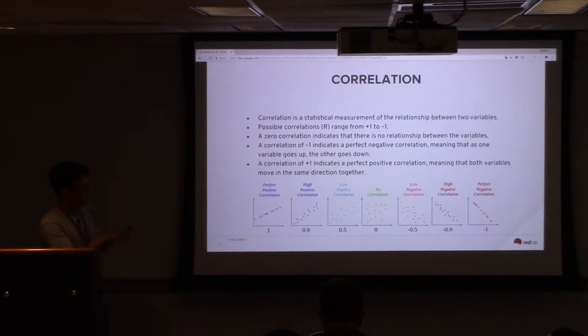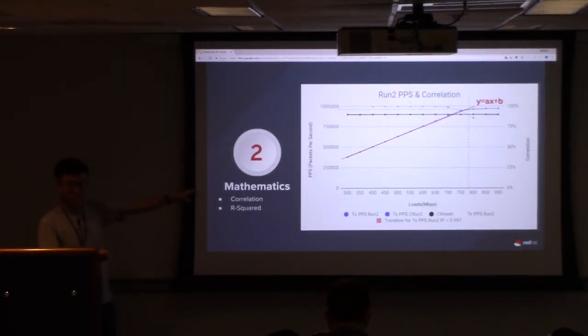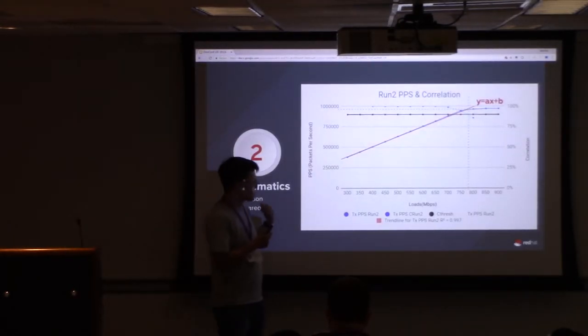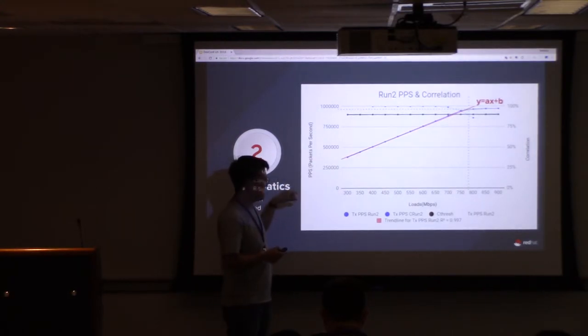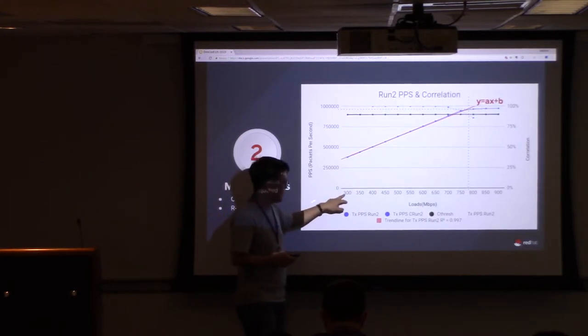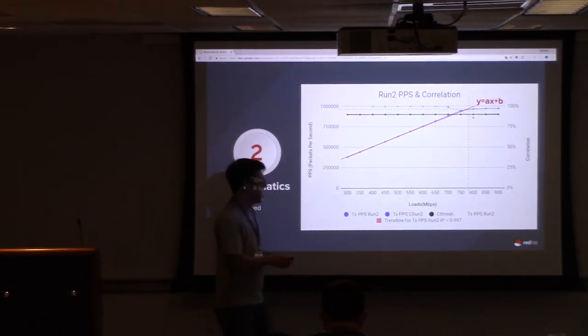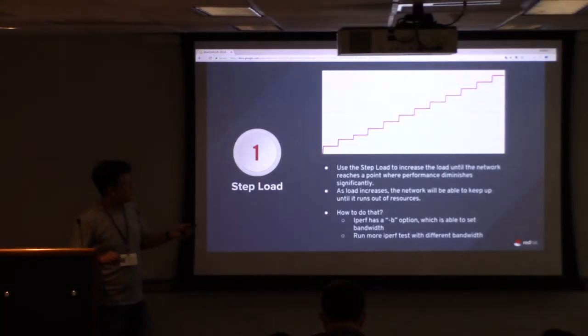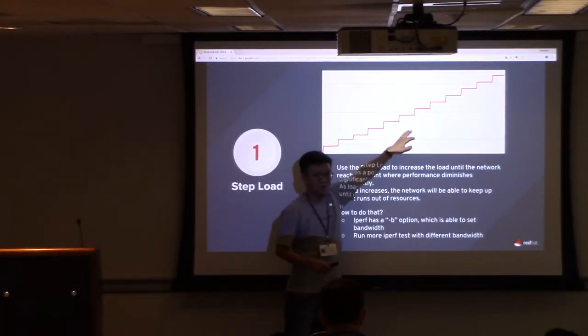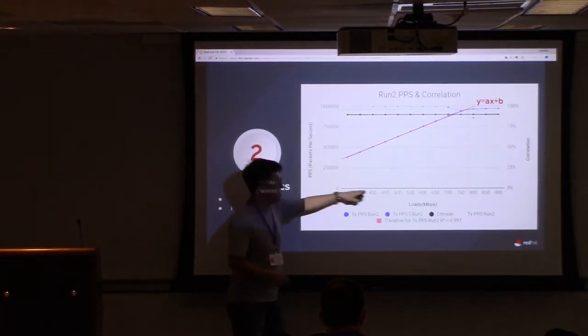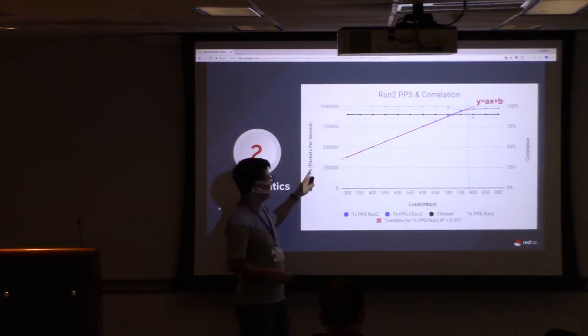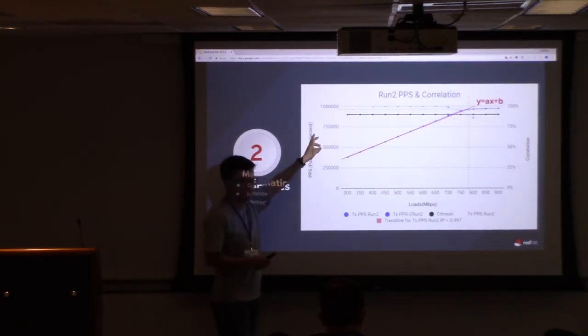I will go back to this chart and explain it. For this chart, the x-axis represents the load, and the y-axis is the PPS, meaning packets per second. That means how many packets the network adapter can handle in 1 second.